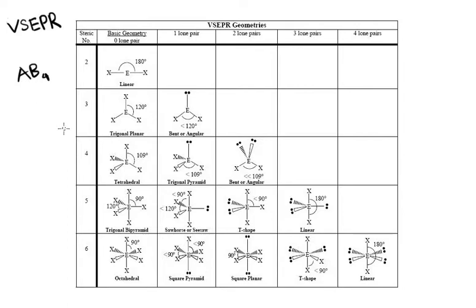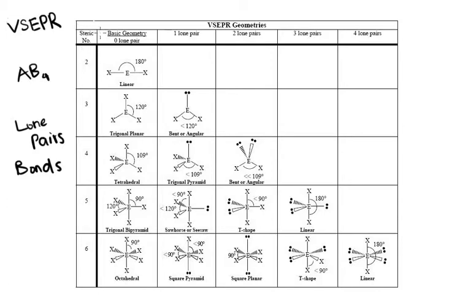VSEPR is basically governed by minimizing electron repulsions, which makes the structure more stable and more likely. So basically, knowing lone pairs and bonds around a central atom will help us know what the geometry is. Now, each geometry has a name, a specific bond angle, and a specific polarity.